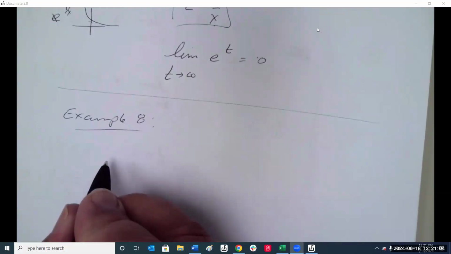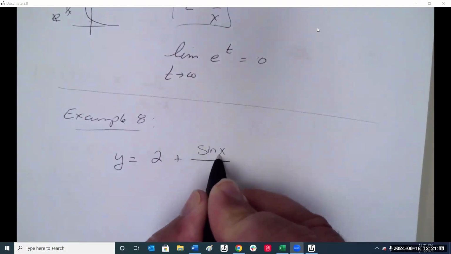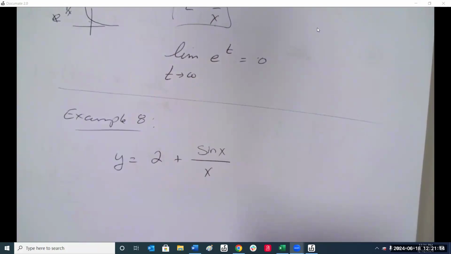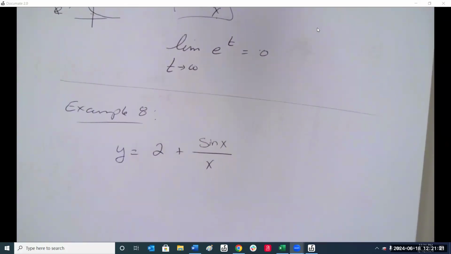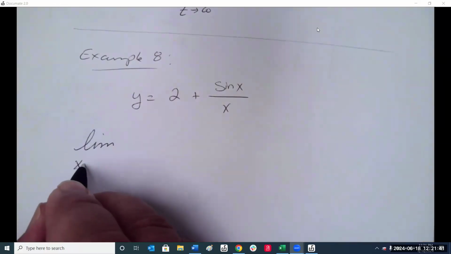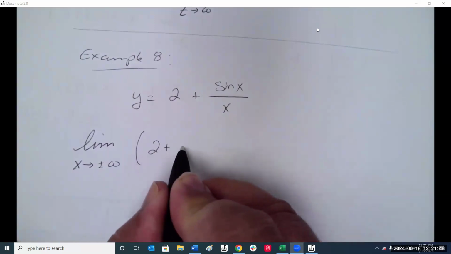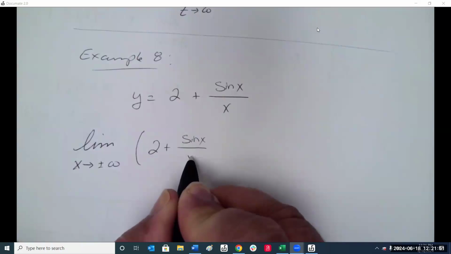Example 8. y equals 2 plus sine x over x. Using the sandwich theorem, find the horizontal asymptotes of the curve. Since it's looking for horizontal asymptotes, where am I taking my limits to? Positive, negative, infinity. So what we have to look at here is the limit as x approaches positive and negative infinity of 2 plus sine x over x.